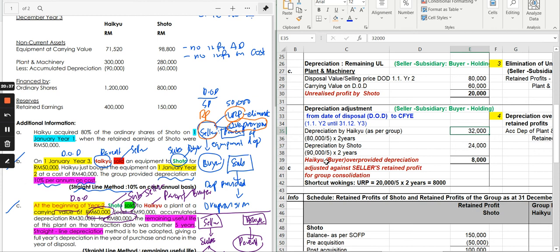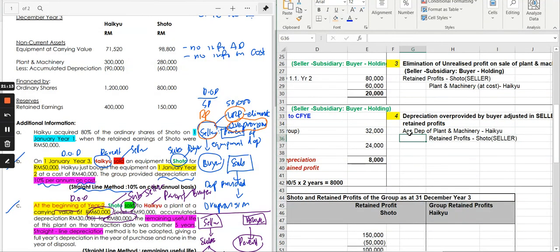How do you get 24? 60,000 divided by 5 times 2 years, from the date of disposal till the current financial year end. So HighQ, which is the buyer, has been over-providing the depreciation by how much? By 8,000. That is one way of doing the calculation. Alternatively, because this is a straight-line method, you can straight away take this 20,000 and divide it by 5, multiply by 2. Both ways will give you the same answer.